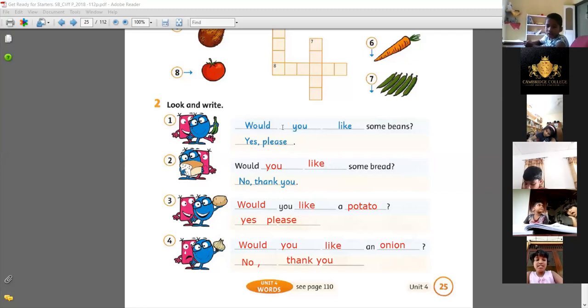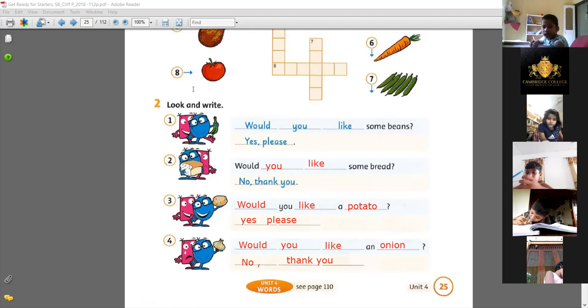Next one, Slavin and Suvi. Suvi, first ask questions from Slavin. Okay, teacher. Do you like rice? Yes, please. Do you like cat? No. You want to use would you like? Okay. Would you like?